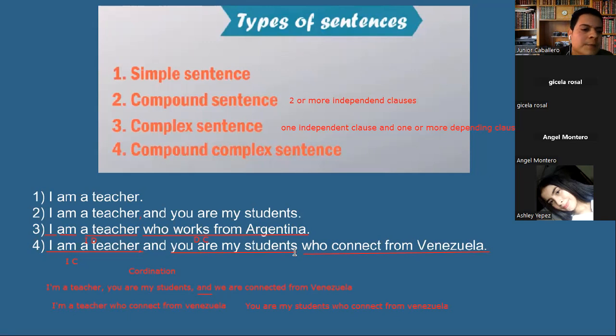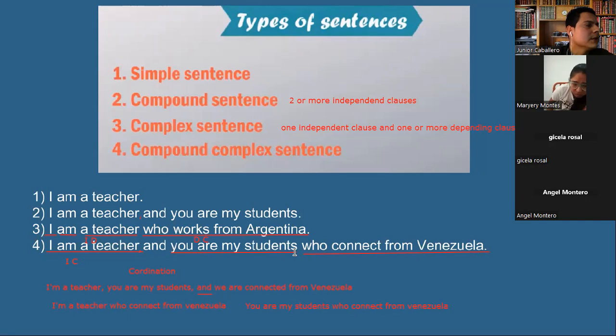Es que depende de la perspectiva en la que usted lo quiera decir. Imagínense que alguien me está entrevistando y me dice, ¿y tú a qué te dedicas? Yo digo, bueno, yo soy un profesor que se conecta desde Venezuela para atender a sus estudiantes, porque mis estudiantes están en otro lado. Entonces ahí quedaría bien que yo utilice la primera. I'm a teacher who connects from Venezuela. Lo estoy diciendo yo desde mi punto de vista, desde mi perspectiva.